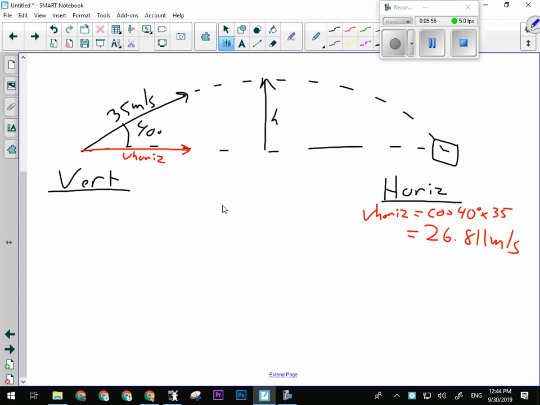Then the other thing I have to remember is that this side, the vertical component, represents my initial vertical velocity, how fast it was going vertically when it left the barrel of the cannon. So to calculate VI, that's the opposite side. So sine of 40 times 35.